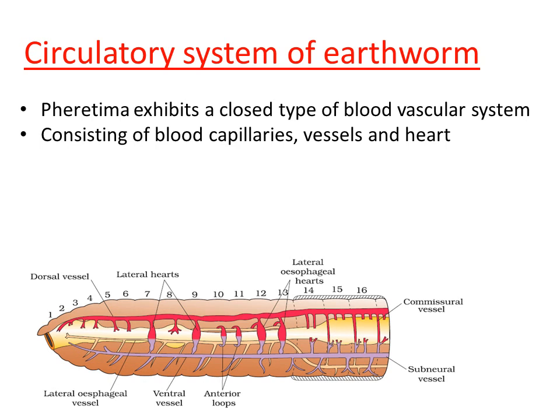Clear? And the very important thing we need to understand here is the organization of these three organs in the body. That means how the vessels and the heart are organized in the earthworm. So you can observe the diagram on the screen. This is the closed type of circulatory system in the earthworm. There are three different kinds of blood vessels, right? This is the lateral view of earthworm. Lateral view is nothing but the side view of the earthworm, right?